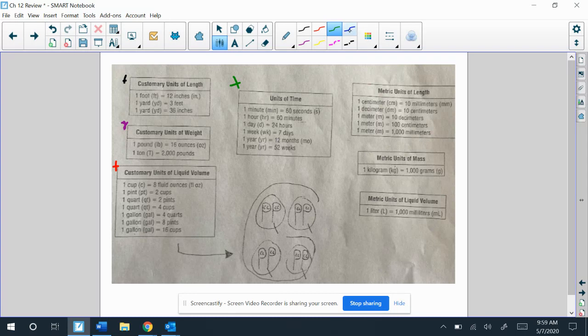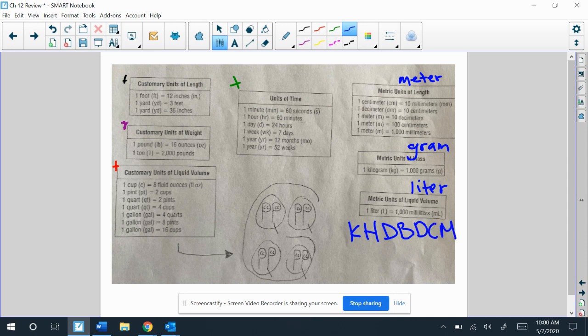Then we got into our metric units. 3 metric units. We have length, mass, volume. This length is meters. This mass is grams. And the liquid volume is a liter. When we did metric units, we did not use a table like this. We used the saying, King Henry died by drinking chocolate milk.